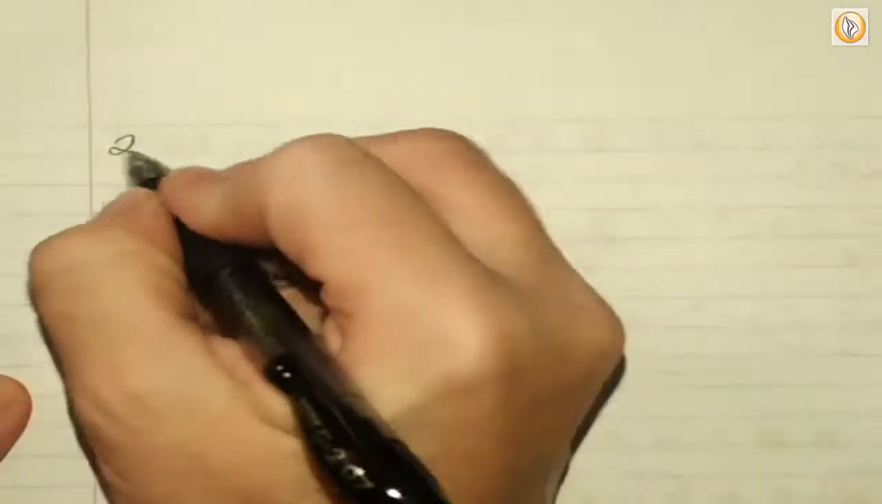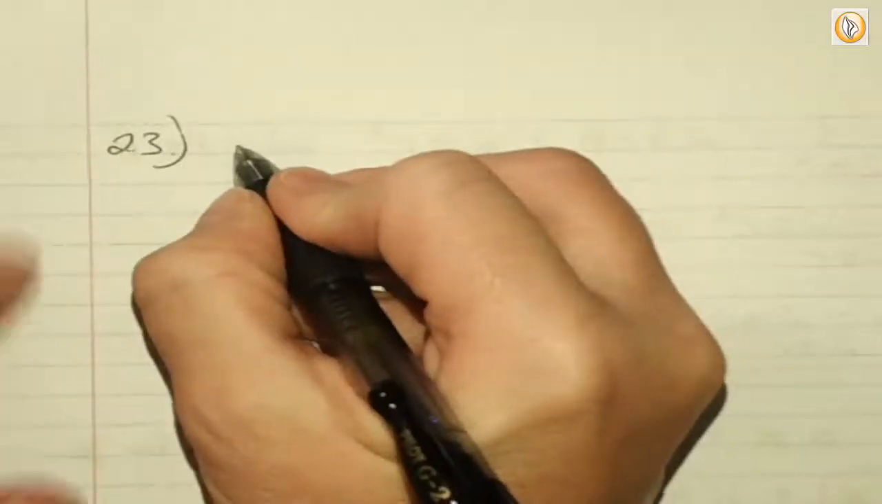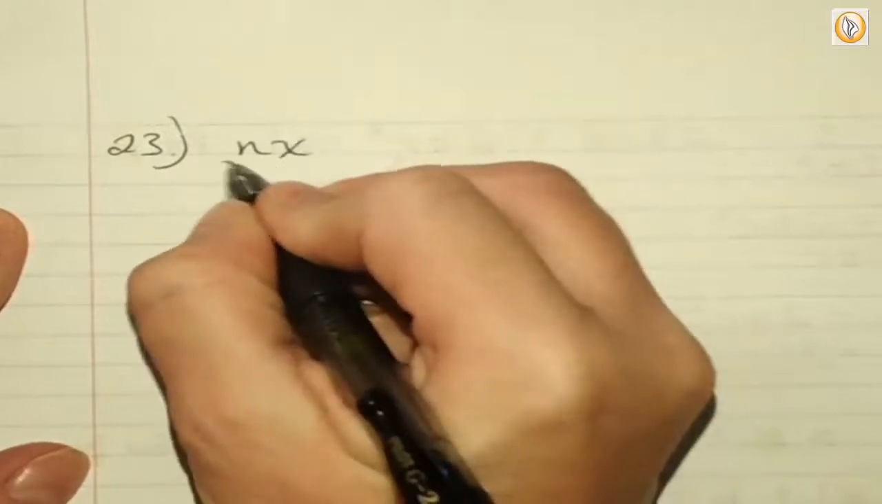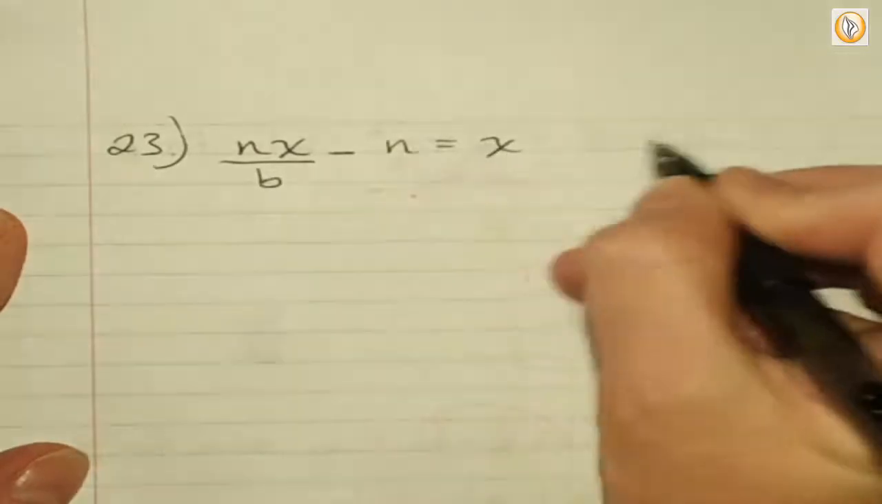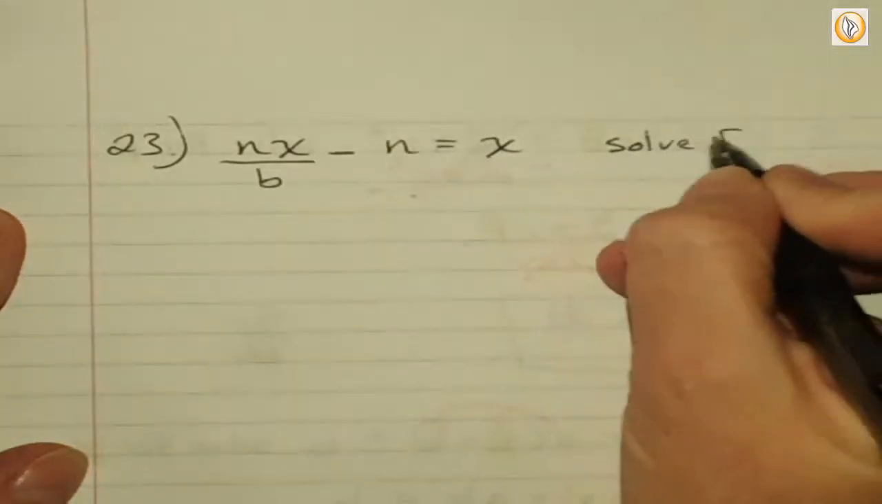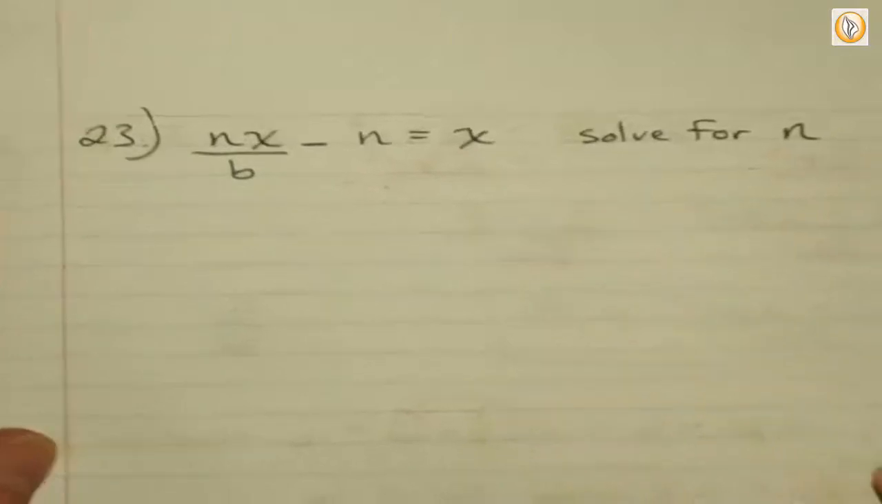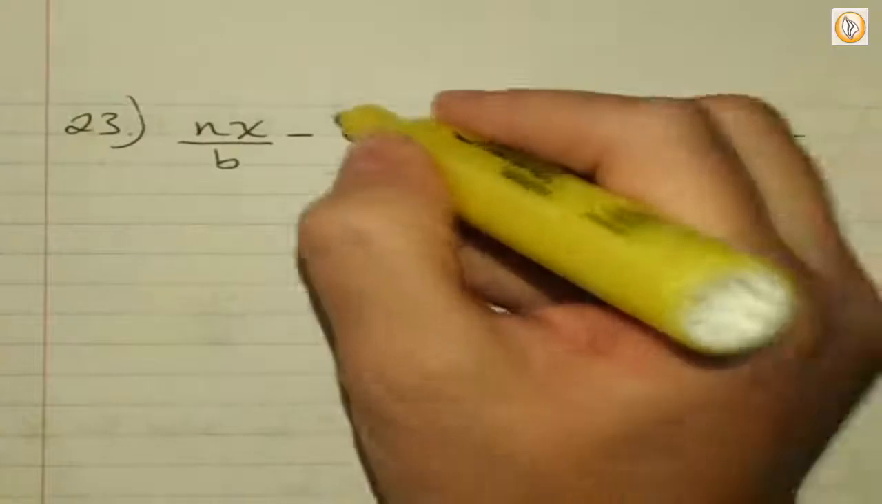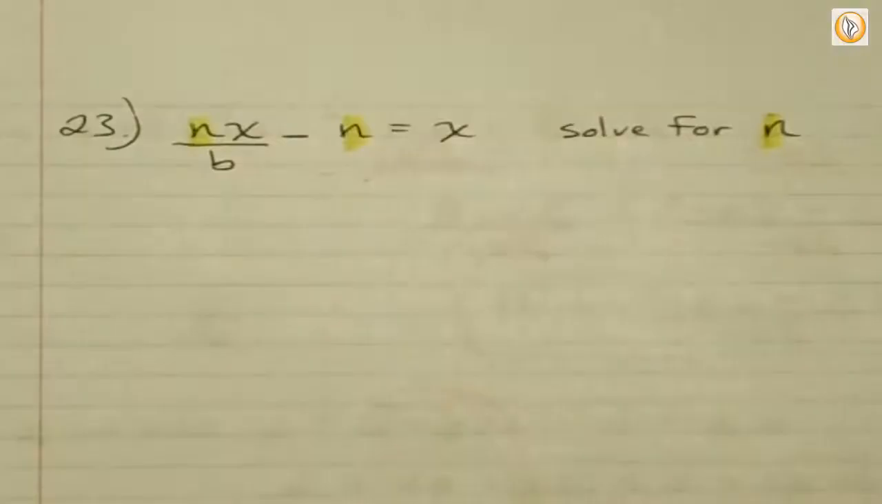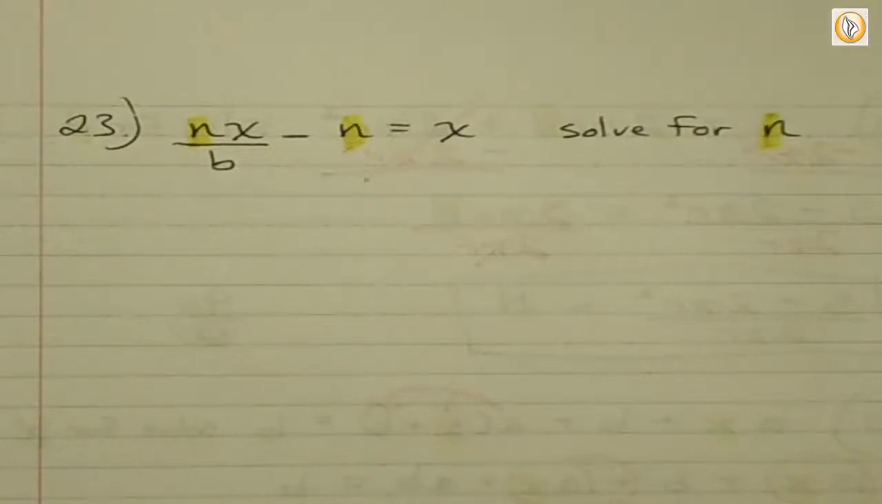All right, one more and then I'm setting you free. Home free. 23. I have nx over b minus n equals x, and we're going to solve for n. Oh, we have a couple of n's in there. All right, do I have a volunteer that hasn't had a turn? Taylor.